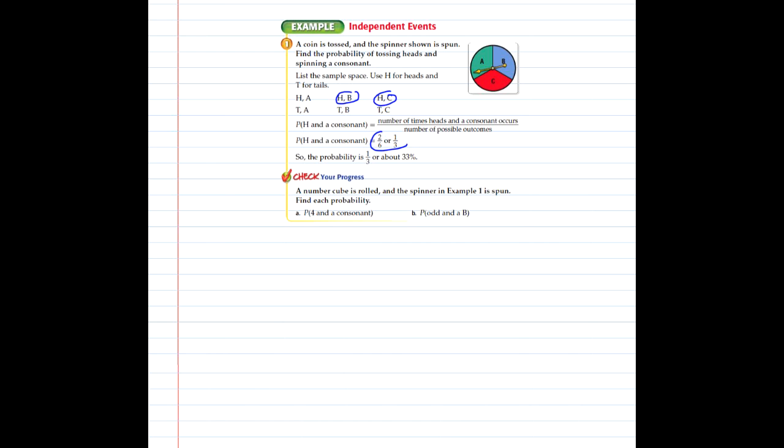We can also write that, if we choose, as 33%, about 33%. It's actually 33 1/3%. But it clearly says about here.